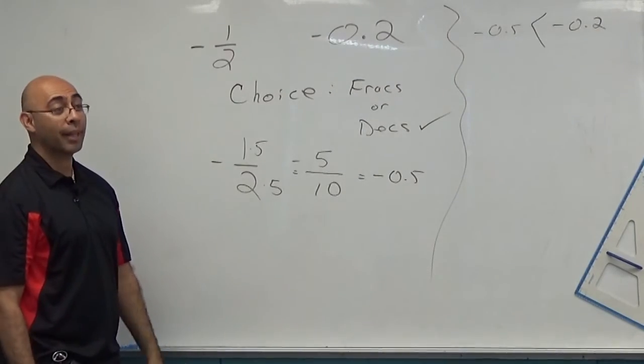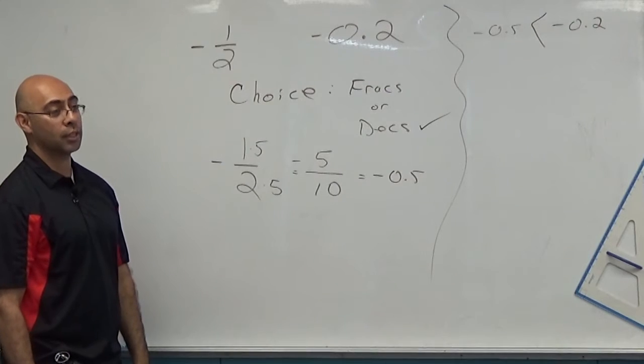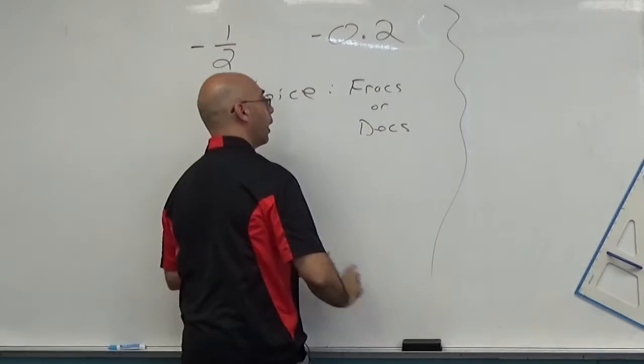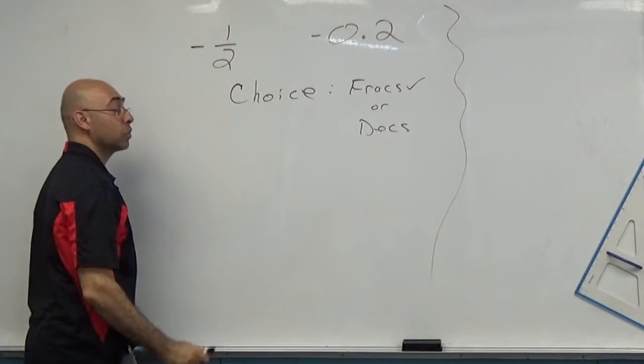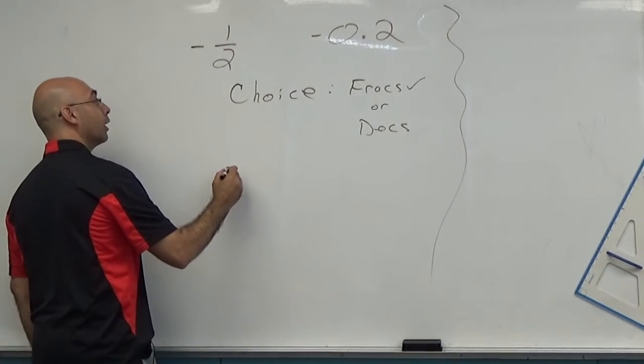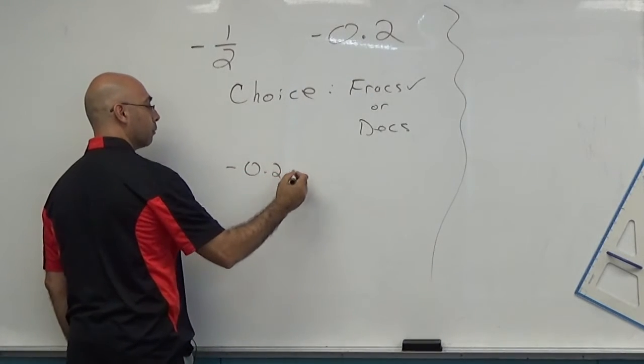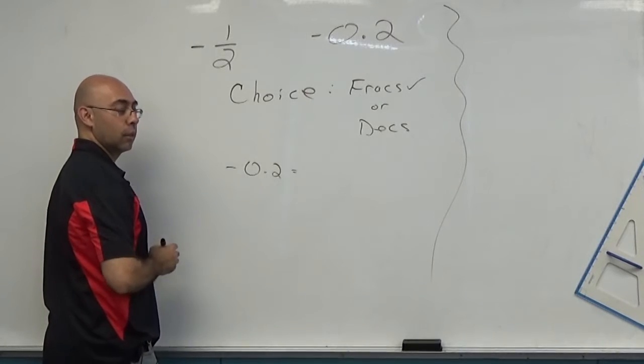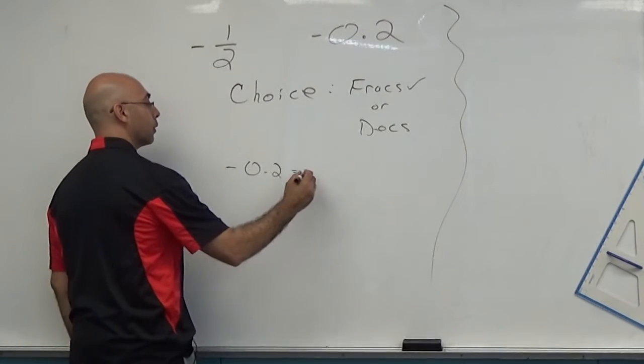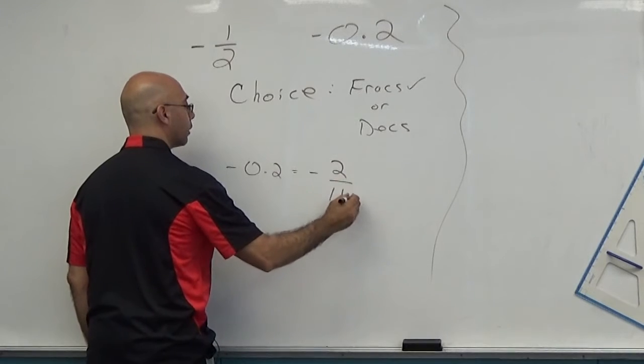But some people might like fractions. They'd say, well, I don't want to do decimals. I want fractions. I want to make them into a fraction. So this one you leave alone. So we're turning -0.2 into a fraction. What is -0.2 as a fraction? It would be 2/10. Yeah, so that's -2/10.